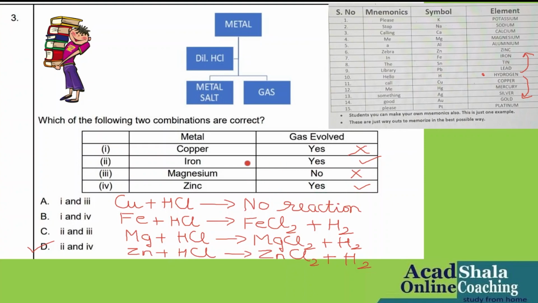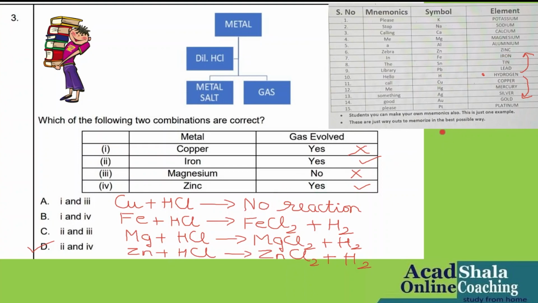Let us see, okay, and over here, just see children. They have written copper and gas will be evolved. No, according to my information, there is no reaction taking place. So whatever they have given is absolutely wrong. Then I will put a small cross over there. Next, iron reacting with HCl. Let us check. Where is iron? Iron is above hydrogen. Oh, that is most reactive.